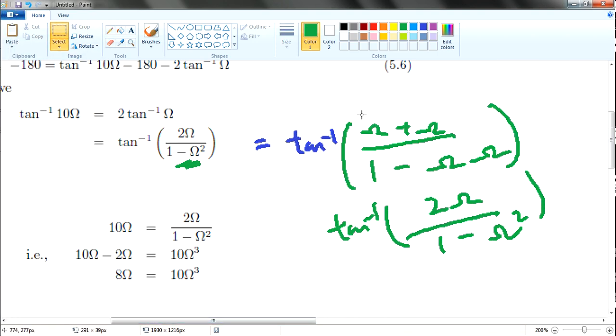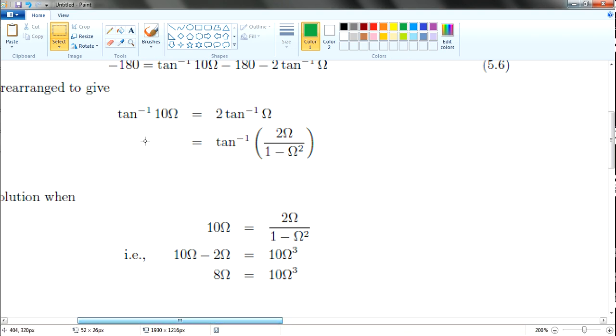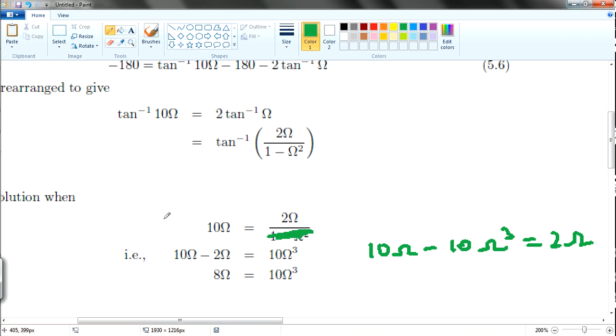After which, once you get this, things will be easy. Since this tangent inverse and this tangent inverse are the same, we can cancel. Once you cancel, this is 10 omega, and this portion over here is brought over here. Now what I'm going to do is bring this 1 minus omega square up here. So I'll have 10 omega minus 10 omega cube equals 2 omega. So I bring this portion over here to here.